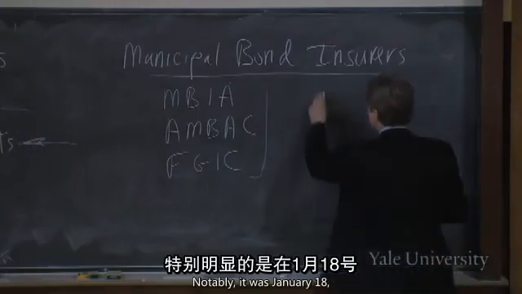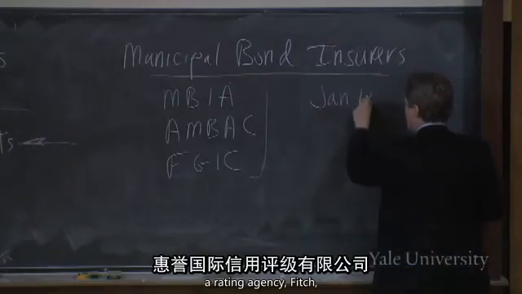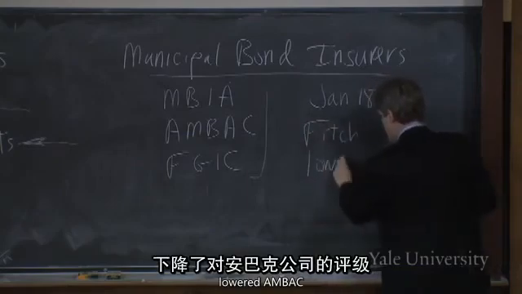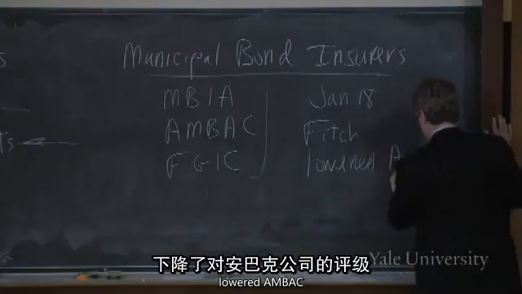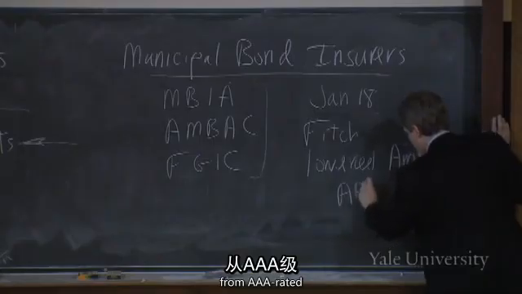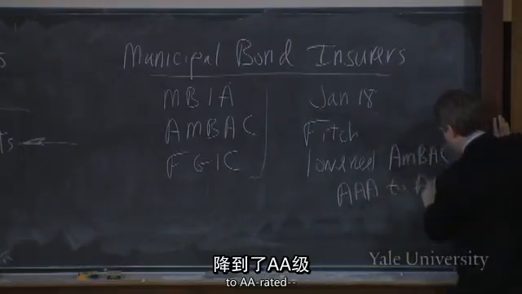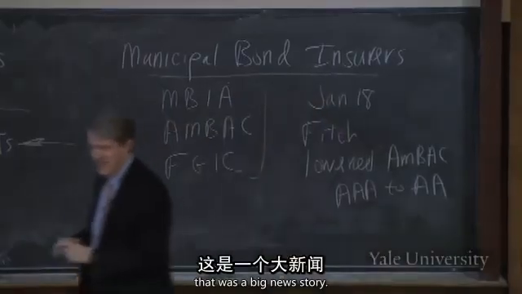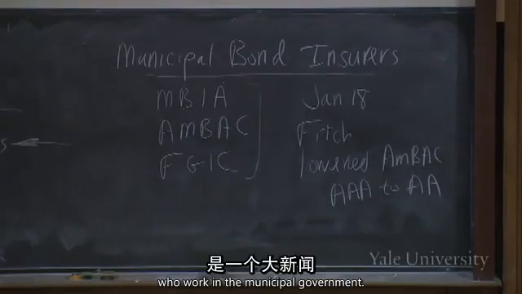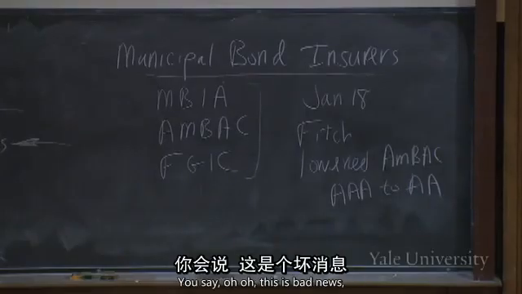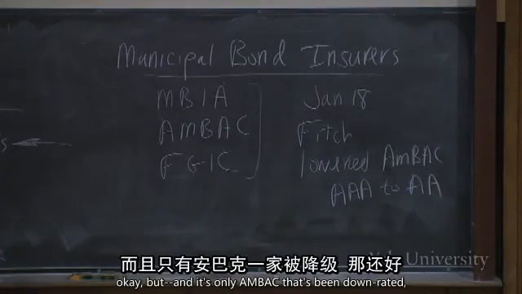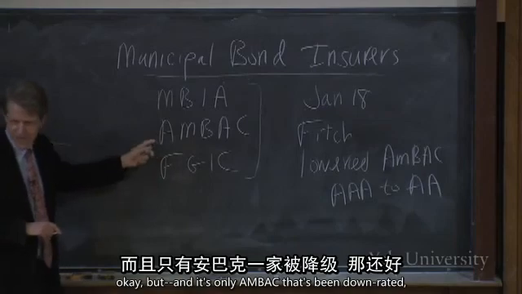Notably, on January 18, a rating agency, Fitch, lowered AMBAC from AAA rated to AA rated. Okay, that was a big news story. You might not have caught it, but it was a big news story, because if you were in a municipal government, you thought, uh-oh, this is bad news. If only one rating agency does that, and it's only AMBAC that's been downrated.